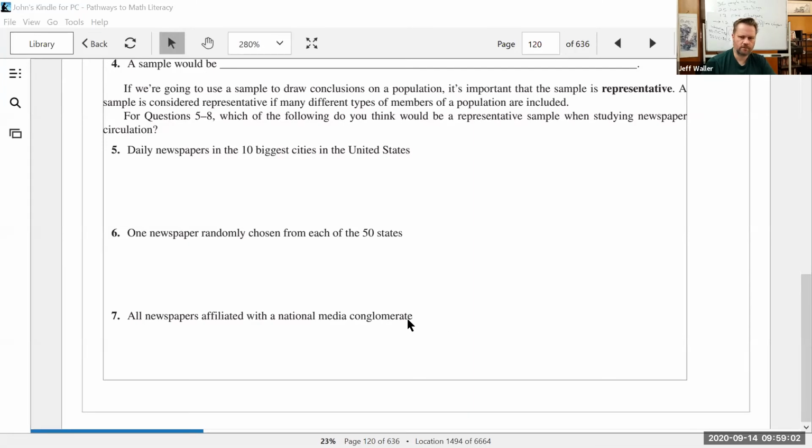In the context of this idea, a national media conglomerate like Sinclair, some parent company that owns a lot of different media, right? So obviously that would be bad because that is too focused. That doesn't include enough of other things. Okay.